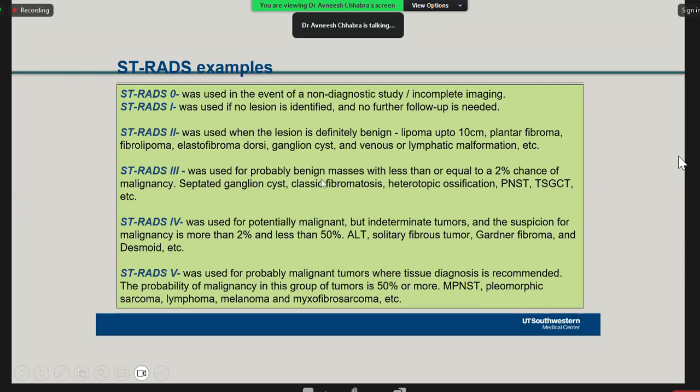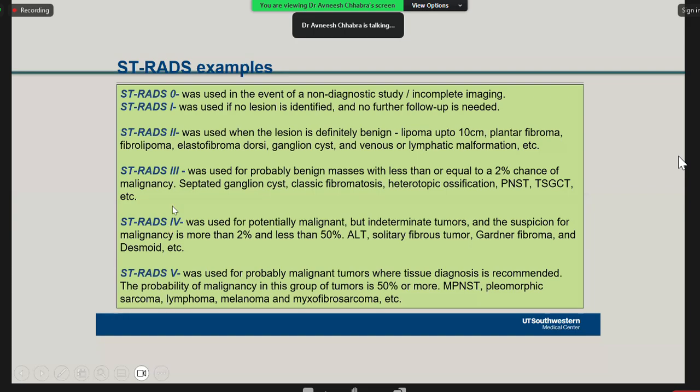Then 3 is probably benign. So here you have a septate ganglion cyst, fibromatosis, so you have more fibromas now, heterotopic ossification, which can look aggressive, PNSTs, TSGCT, etc. If PNST shows you all the classic signs, it's got a target sign, a tail sign, or some high diffusion, etc., you can put it in 2. So it depends how sure you are.